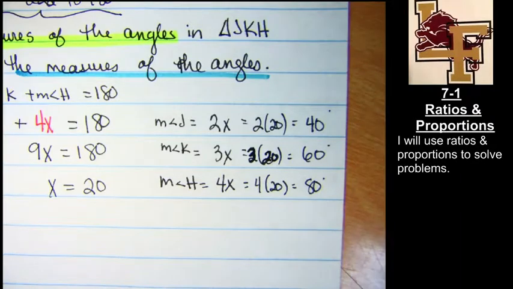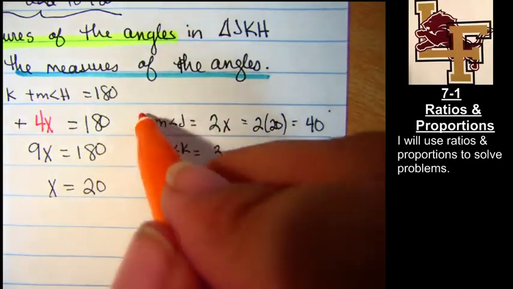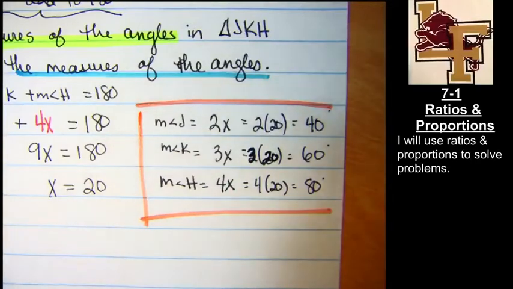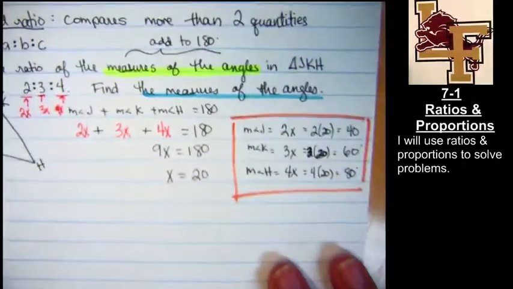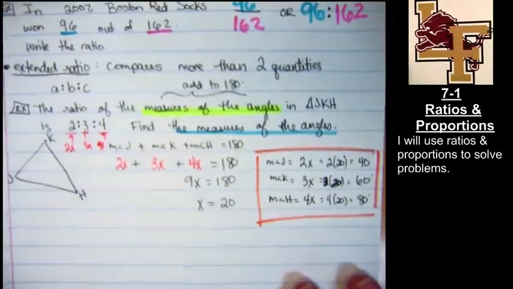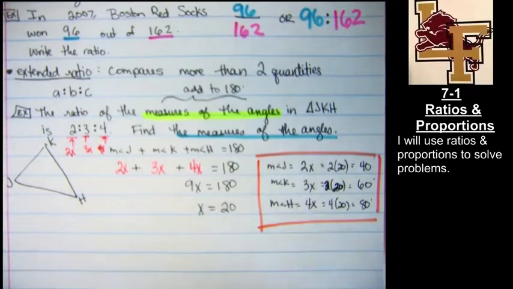And if I were to add those up, 40 plus 60 plus 80, I would get 180, which is what I was hoping for. And so that is my answer. Please note that on the homework practice assignment, you might not be asked for the measures of angles. You might be asked for length of sides and been given some perimeter. The process is the same, except instead of using 180, you're going to use whatever they give you as the perimeter. Okay? But the process is the same.